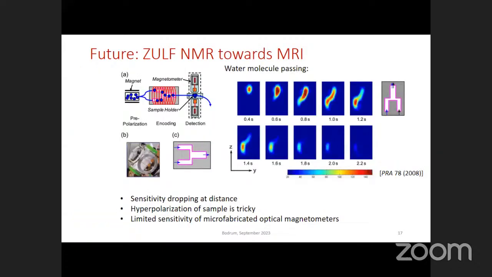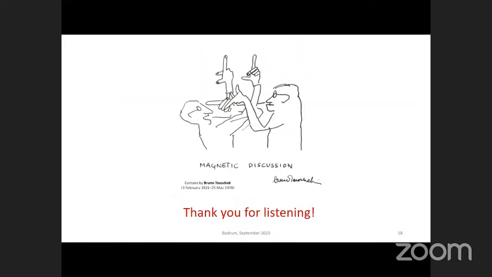So Zulf NMR has been, you know, measured for imaging purposes. This is water molecule passing through an MRI sample, an NMR setup. We have not yet realized it for any human subjects as much, but you can see that the sensitivity dropping at distance. So the main problem is that skull. There's a brain and there's a skull and there's a sensor. So the more distant you get from the sample, the lower the sensitivity, and there's limited sensitivity at this point in microfabricated optical magnetometers.